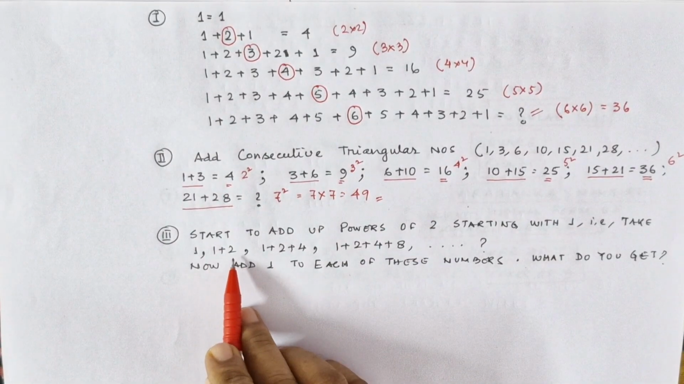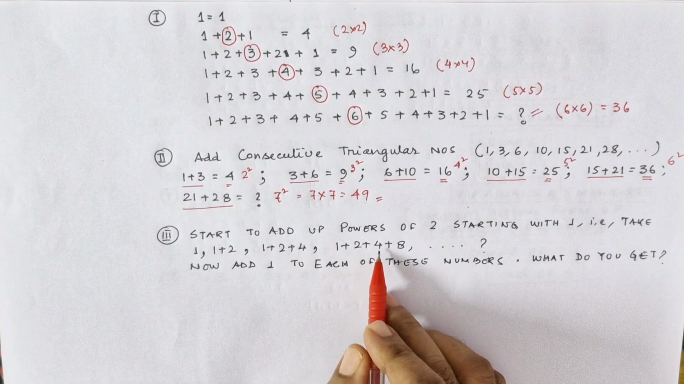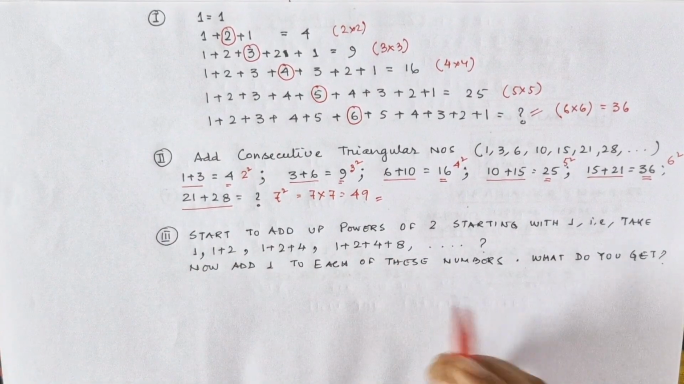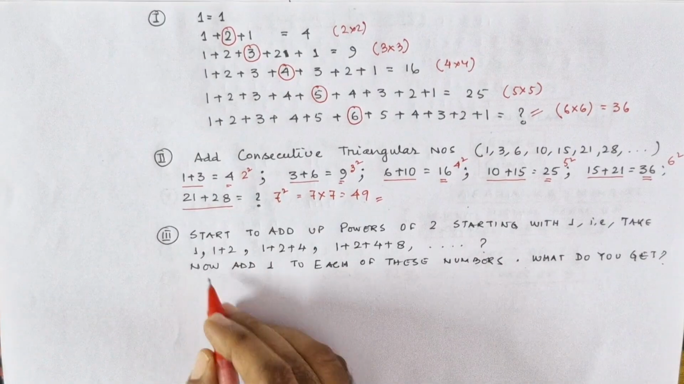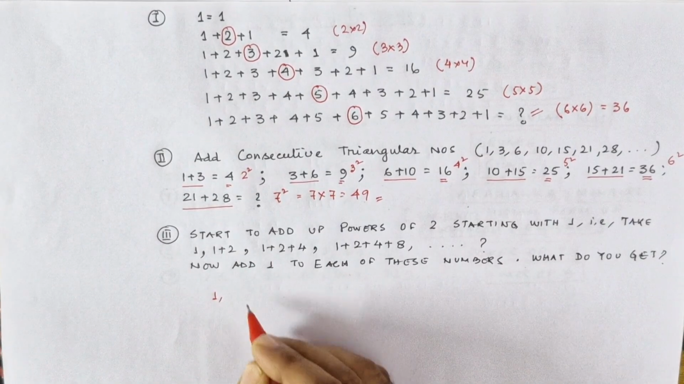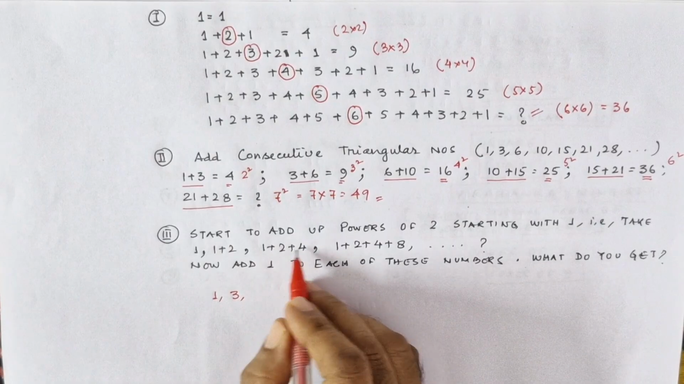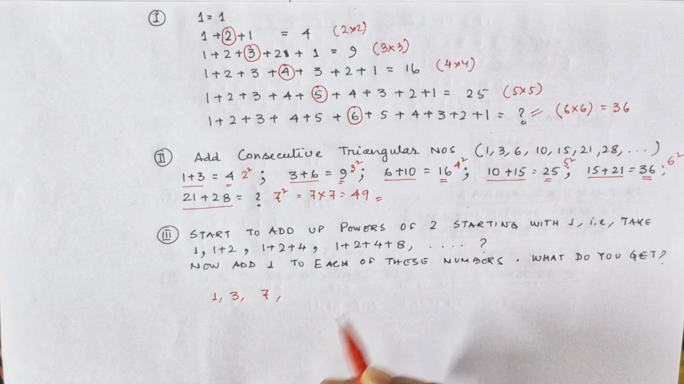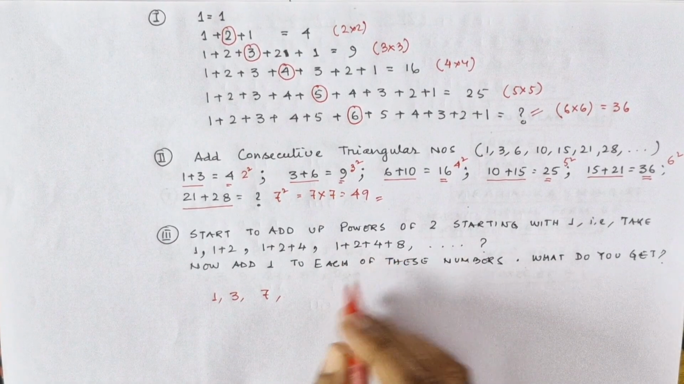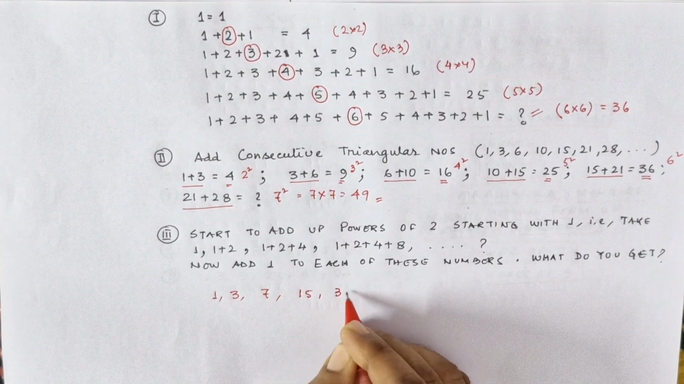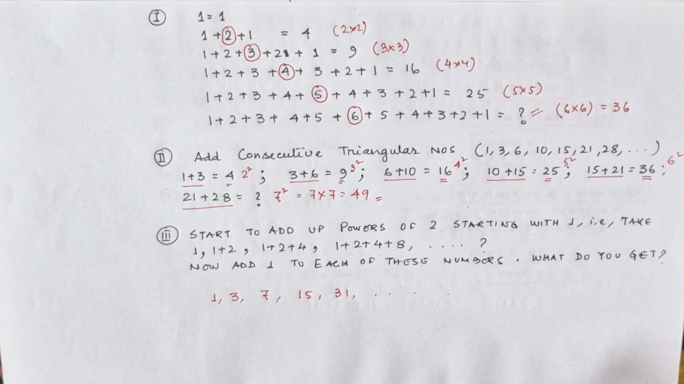Now let's see what the results of these additions are. Obviously 1, then 2 plus 1 is 3, 1 plus 2 plus 4 is 7, 1 plus 2 plus 4 plus 8 is 15, 31 and so on and so forth.